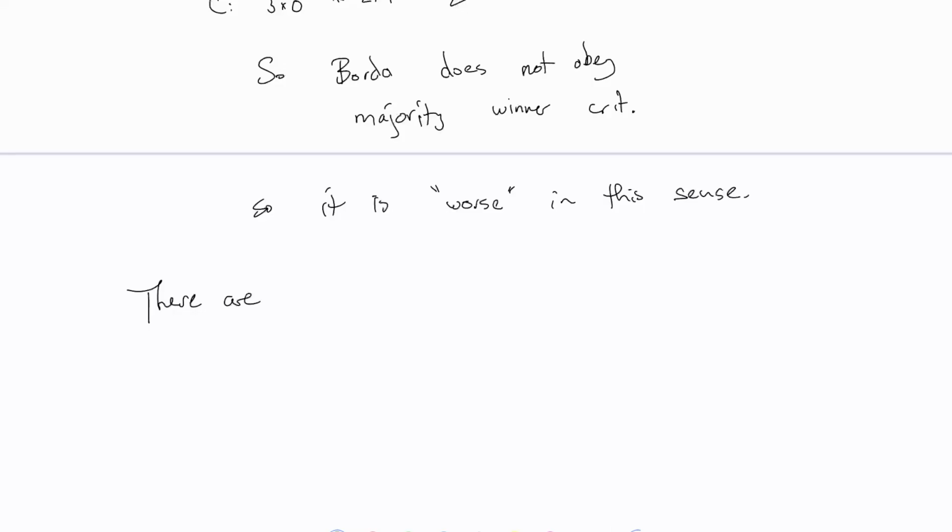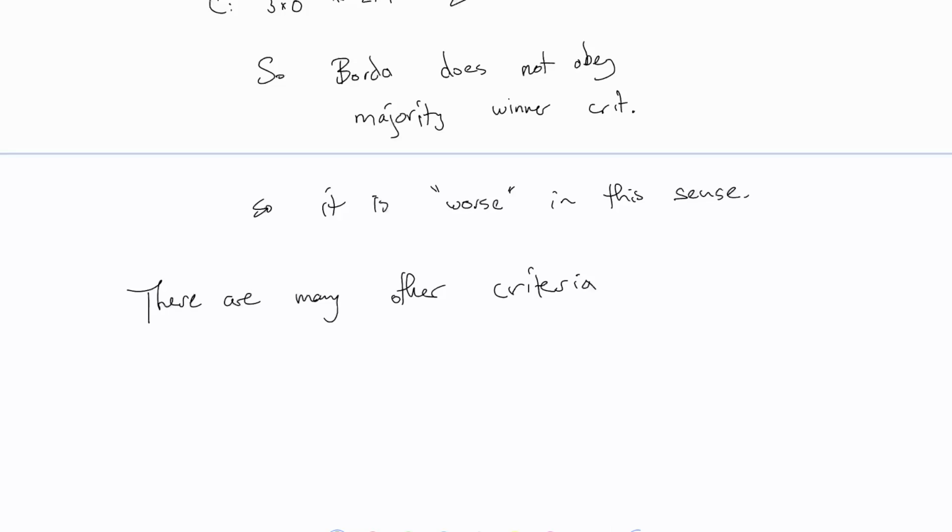There are many other criteria. And according to some of these other criteria, they actually think that the Borda is better than the other ones. It just depends. There are other ways that you could try to think about this. This one is very specifically about majorities, but there are other ways that we could evaluate them.